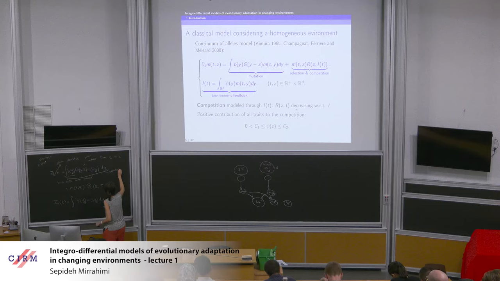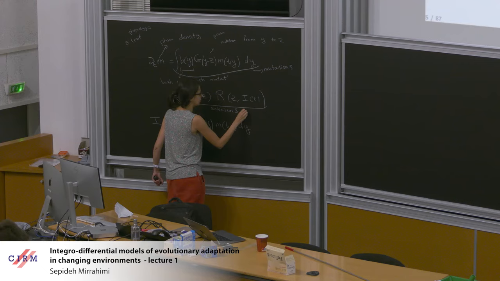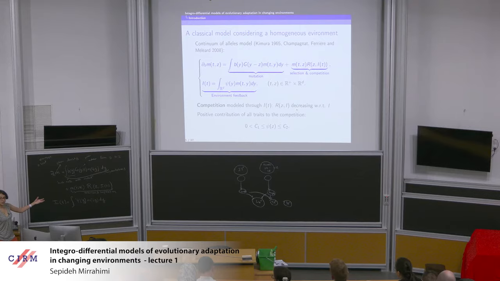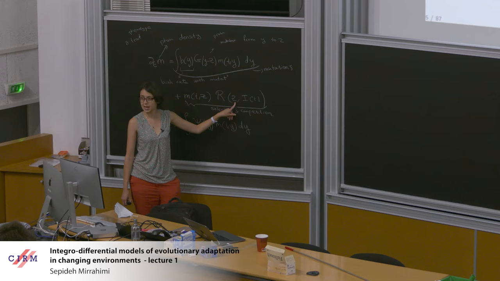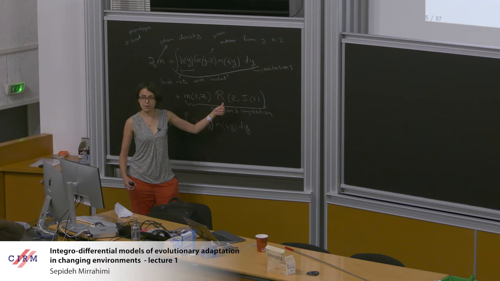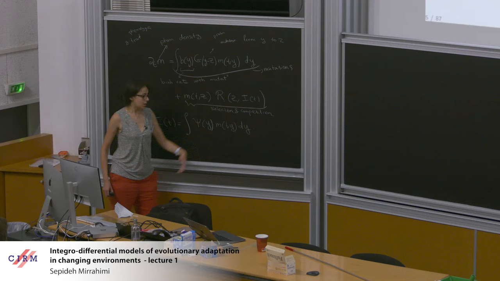And then we have a second term which includes both selection and competition. Let's first forget about I of T. I of T is an environmental feedback that models the competition. But without this I of T, we just have a dependence on Z. And this is the clonal growth rate, so the birth rate without mutations minus the death rate of individuals with trait Z. And the fact that this R of Z is not a constant, but depends on Z, is how we model selection. Okay? And then we have this integral term I of T, which is an environmental feedback.